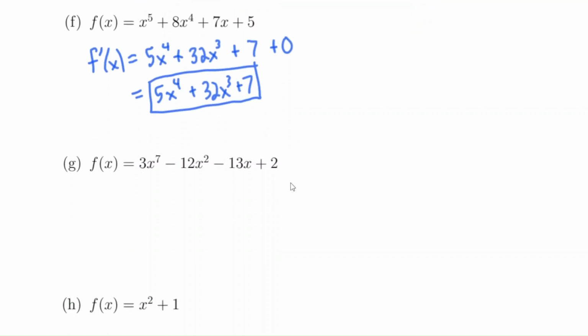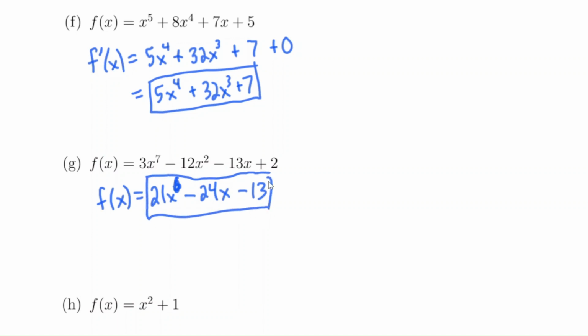Okay, another polynomial. f of x equals 3x to the 7th minus 12x squared minus 13x plus 2. The derivative is going to be 21x squared. Right, again, you take the 7, multiply by 3, you get 21. Oh, not squared. Sorry, I goofed that up. x to the 6th. 21x to the 6th minus, what will it be? 24x to the 1. And I don't need to put the 1. It's just 24x minus 13, right? The derivative of 13x is just 13. And the derivative of 2 is just 0. We're not going to write that. So we get 21x to the 6th minus 24x minus 13.